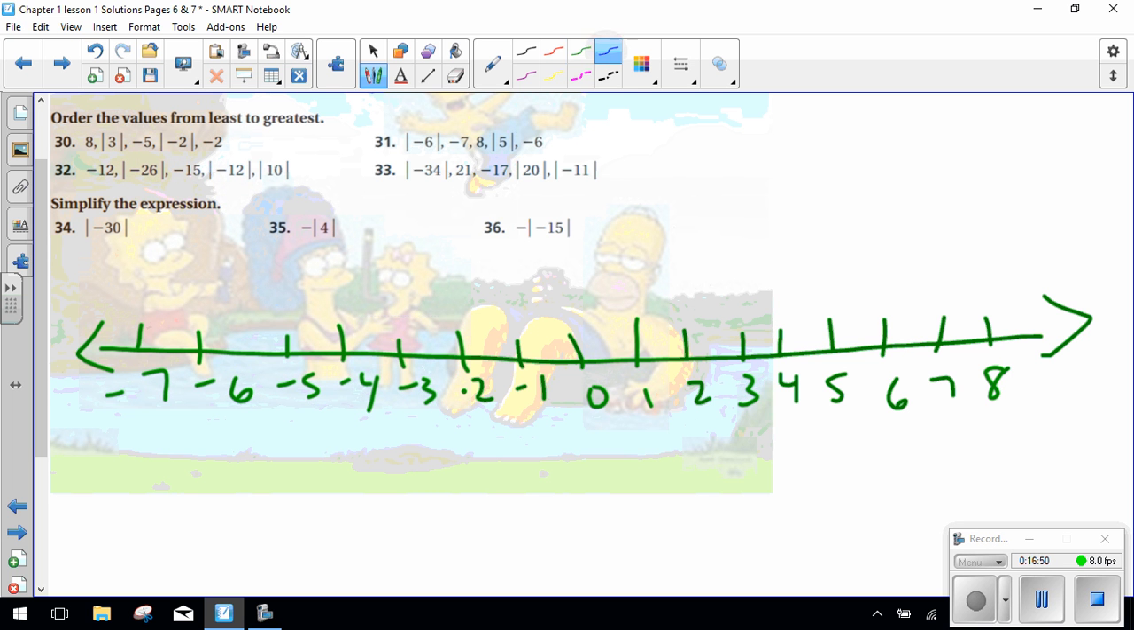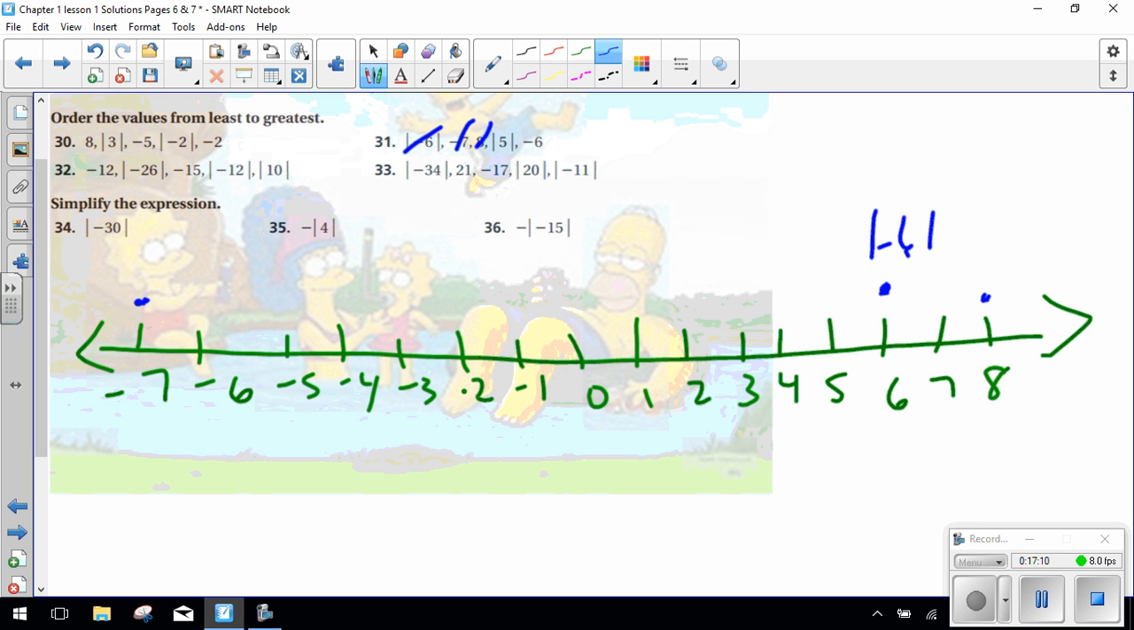Okay, so same questions are going on here. What is the absolute value of negative 6? And hopefully you're saying 6. Write the original number over it. Then I have negative 7, so just put a dot over negative 7. Next I have 8, put a dot over 8.